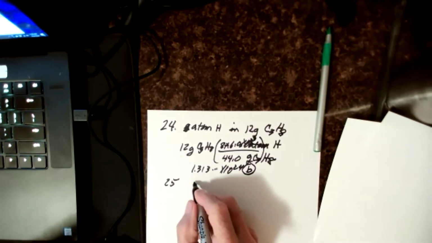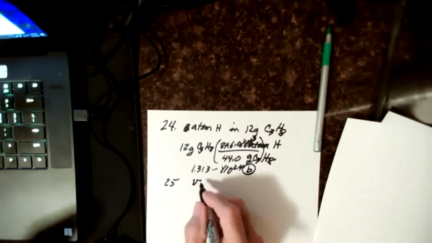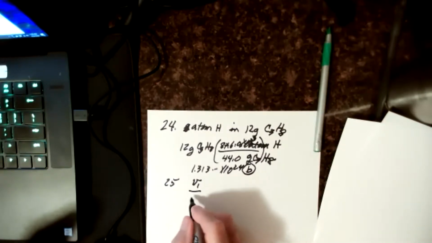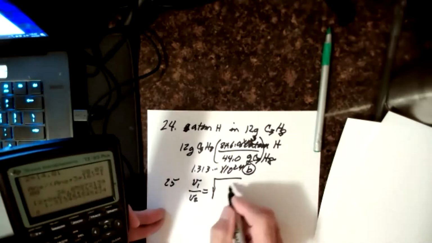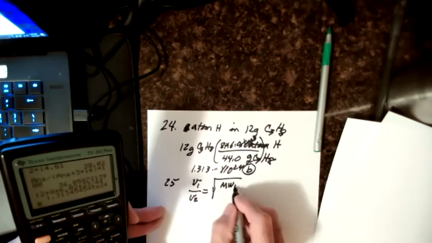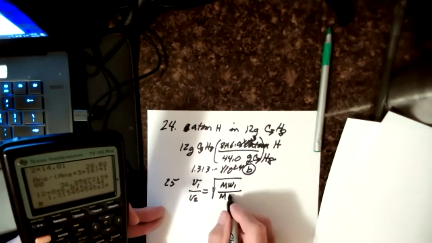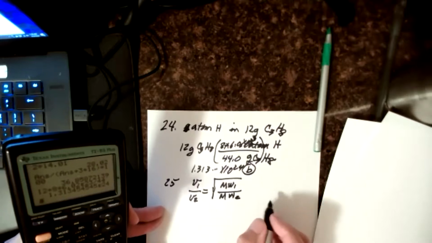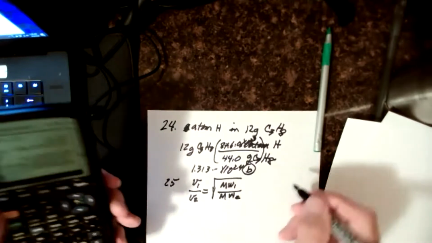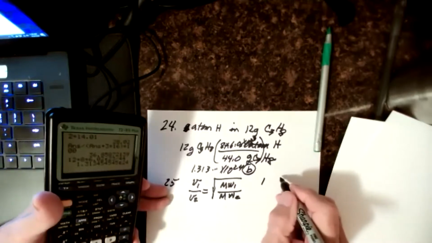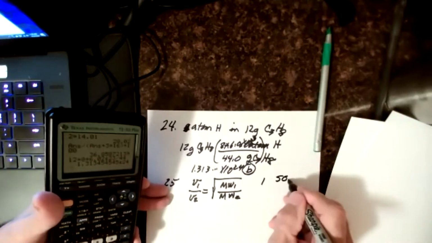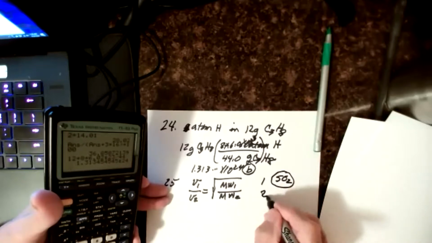25. We've got SO2. Okay, here we go. We've got two gases, and the velocity of one divided by the velocity of the second is the square root of the molecular weight of the second divided by the molecular weight of the first. Let's call one SO2, and number 2 is my unknown.